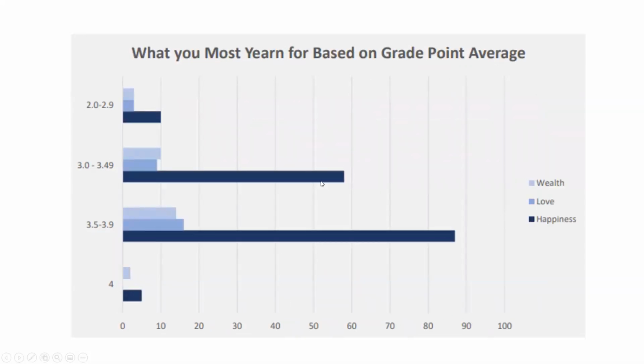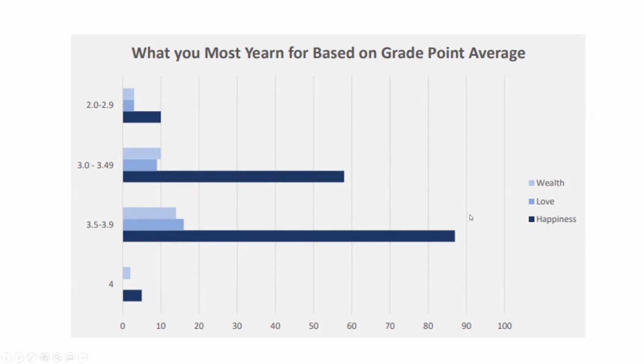Next one. This one was, what do you yearn for most based on your grade point average? Interesting points on this one I wanted to mention were that not a single 4.0 mentioned love is what they yearn for most. Overall, the class as a whole wanted happiness most, which I think is a good thing. Happiness is good in the world. Wasn't much other interesting data other than that, just the 4.0s not caring about love, and happiness being the overarching theme here.